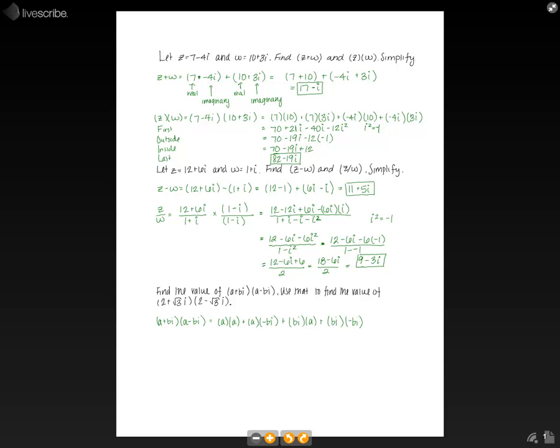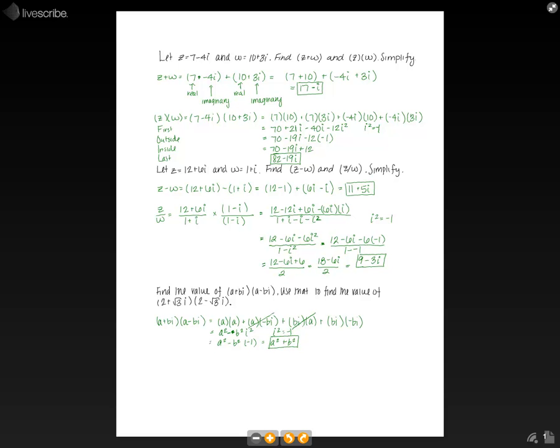When we simplify that, we get a squared, and then we can see that this a times negative bi and this bi times a are going to cancel out. So then we're just left with minus b squared i squared. Now we know that i squared is equal to negative 1. So this simplifies to a squared minus b squared times negative 1, and that is the same as a squared plus b squared.